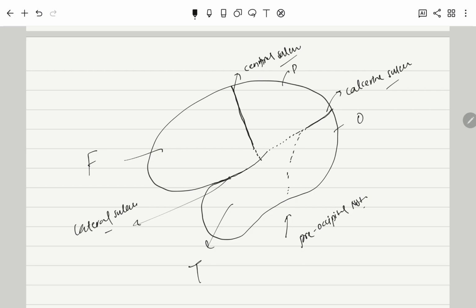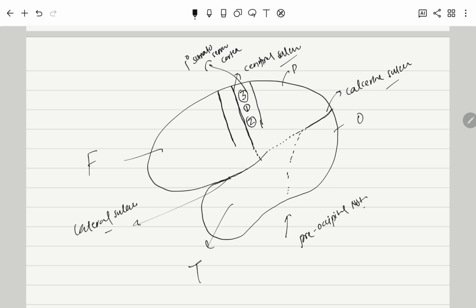Let me draw another sulcus, called the precentral sulcus, and this one is the postcentral sulcus. Behind the central sulcus, we have the Brodmann areas 3, 1 and 2. These three Brodmann areas are called the primary somatosensory cortex.